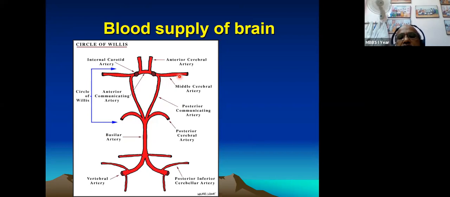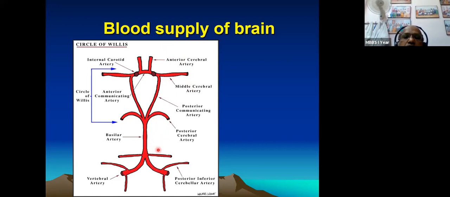Vertebral arteries, then carotid artery. The internal carotid artery continues as the middle cerebral artery, which gives rise to the anterior cerebral artery. From the vertebral artery, we will have the posterior cerebral artery. So three cerebral arteries are there: posterior cerebral, middle cerebral, and anterior cerebral. Out of these three, the middle cerebral and anterior cerebral are branches of the internal carotid, part of the carotid system. Your posterior cerebral is part of the vertebral system.